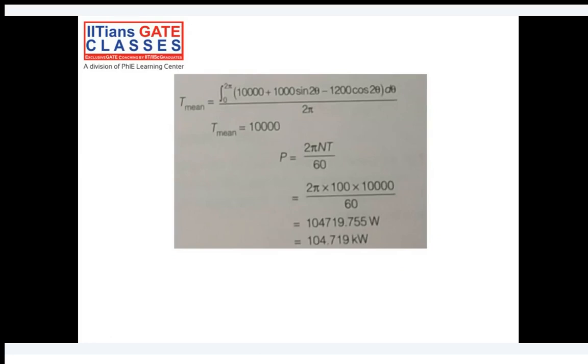Okay, so you integrate it. Integration of 10,000 is 10,000 theta, plus 1000 times integration of sin 2 theta, which is minus cos 2 theta divided by 2, minus 1200 times integration of cos theta, which is sin theta. Then if you put the limit 0 to 2 pi, ultimately you'll end up with the value 10,000. I have directly written it. You can solve this integration and check. 10,000 is what you should get, and once you put this 10,000 into this formula, you will get around 105. So the power developed by the engine is 105 kilowatt.